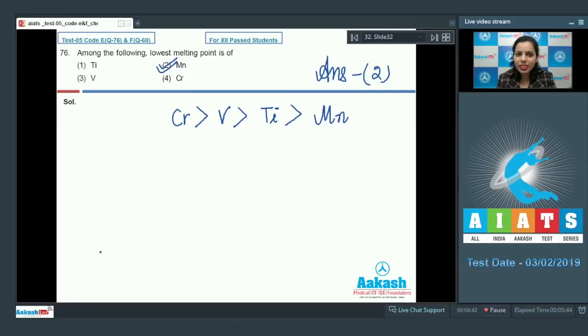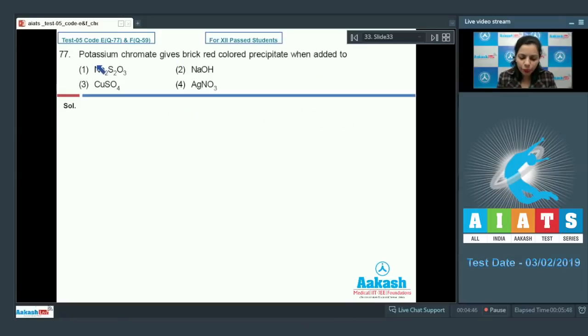Now, after this, there's another question. That's question number 77. Potassium chromate gives brick red colored precipitate when added to. We have potassium chromate. What's the formula? That's K2CrO4. We should always know that silver chromate is brick red in color.